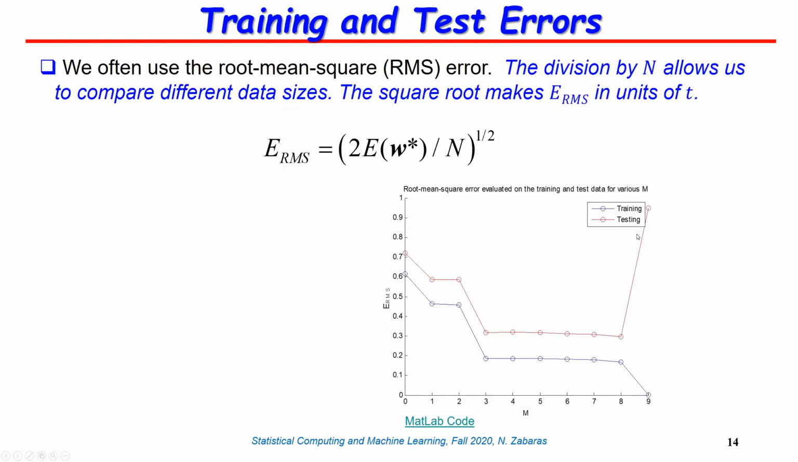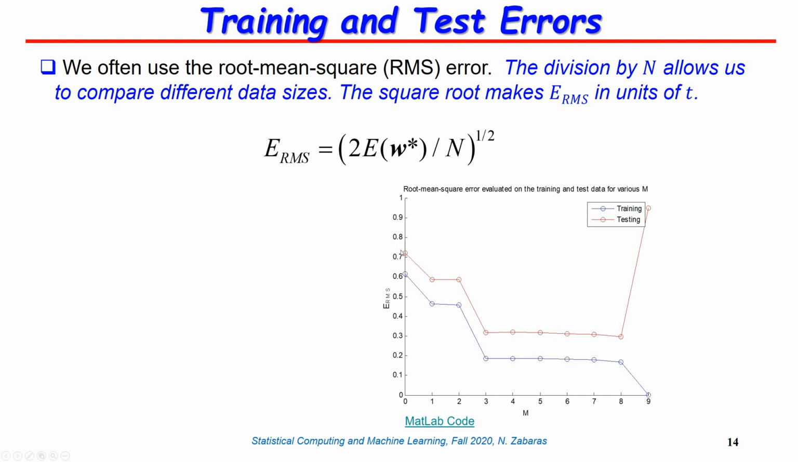Now, how do you define in a good way a measure of the error that you can plot? We use what's called the root mean square error, which is basically a normalized version of the error function that I gave you before, computed at the least squares estimate for W. But now you notice I normalize it by n. So effectively, this allows me to compare different size training data sets. And then I take a square root, so that way the units of this error are the same as the units of the target values t.